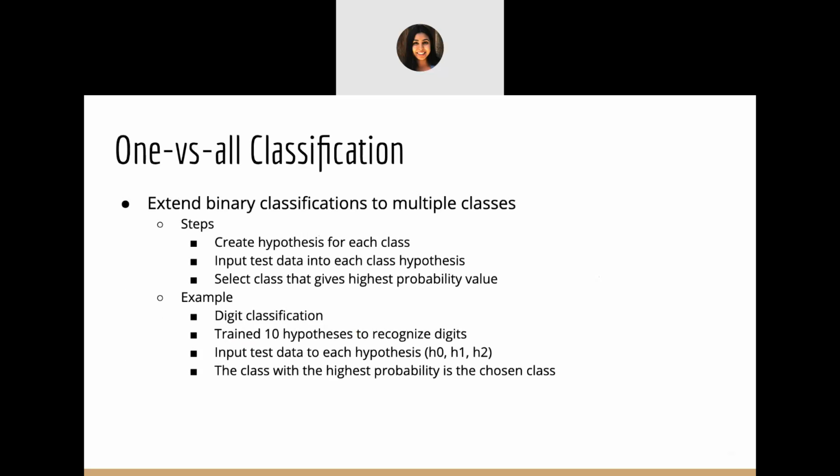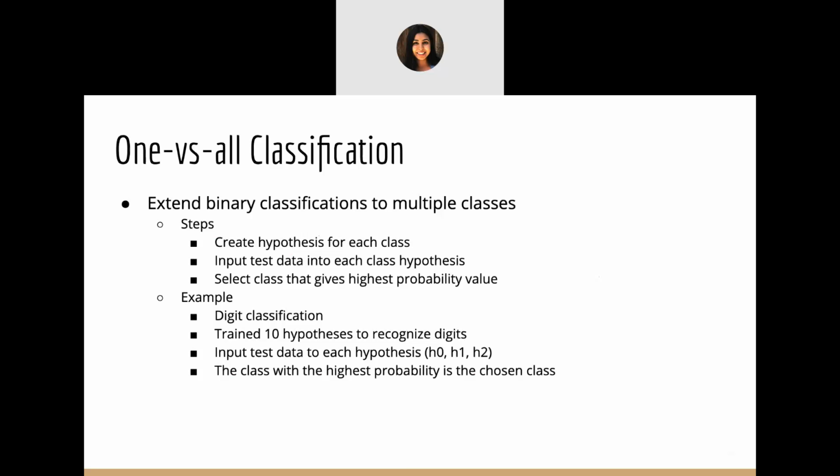Yeah, so I just talked about binary classification, but the idea can be easily expanded to multiple classes. The steps to do that are to first create a hypothesis for each class, then input test data into each class's hypothesis. And then all you have to do is select the class that gives the highest probability value.